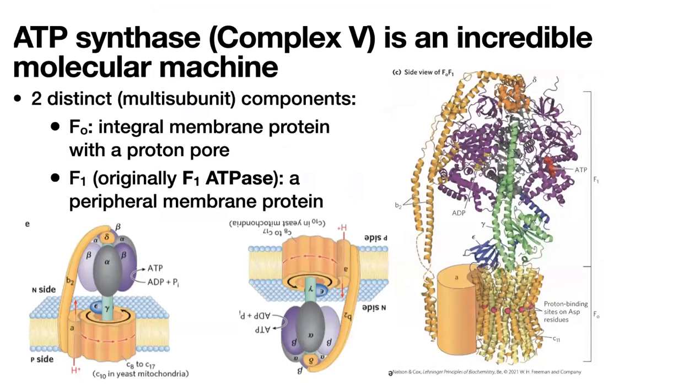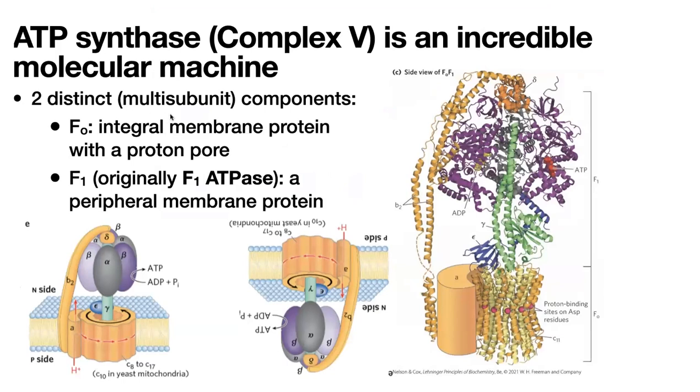So let's talk about how we make ATP. This is this really awesome molecule, this really awesome protein complex, this ATP synthase. So this is complex 5. This is also called ATP synthase. Sometimes you might see it called ATPase.